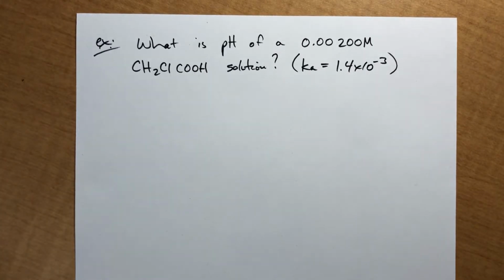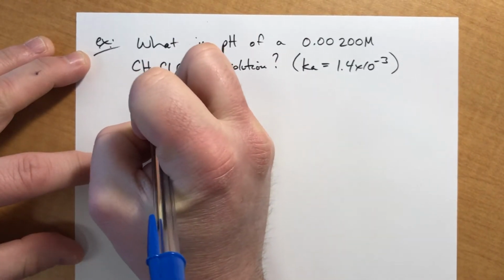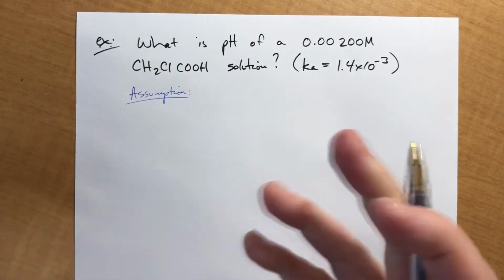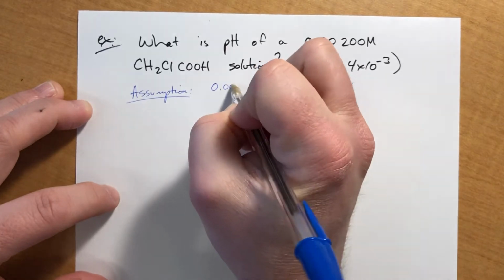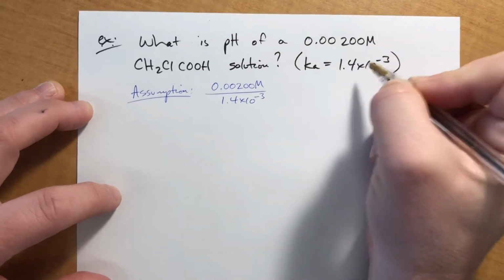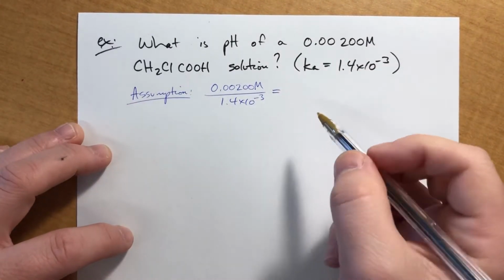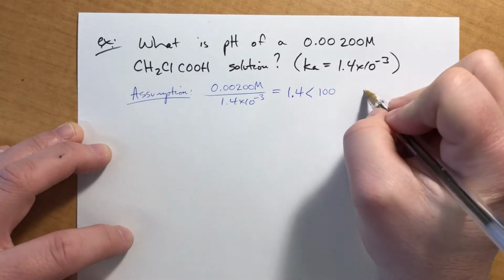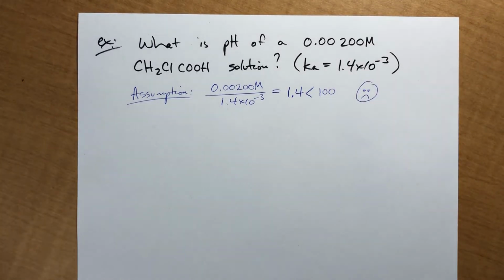This problem's going to feel just like the last one, but we need to check the assumption first. I will tell you that you are allowed to make that assumption and make the math easier, but I'm going to need you to prove that it's okay to do so by checking the assumption on the sheet of paper. So 0.00200 molar divided by 1.4 times 10 to the negative third. You take the concentration divided by Ka. If you plug this in your calculator, you get 1.4, which is not bigger than 100. It's going to make our lives difficult. Otherwise you still set up the problem the same. We just can't make that assumption, which is going to make the math messy at best.